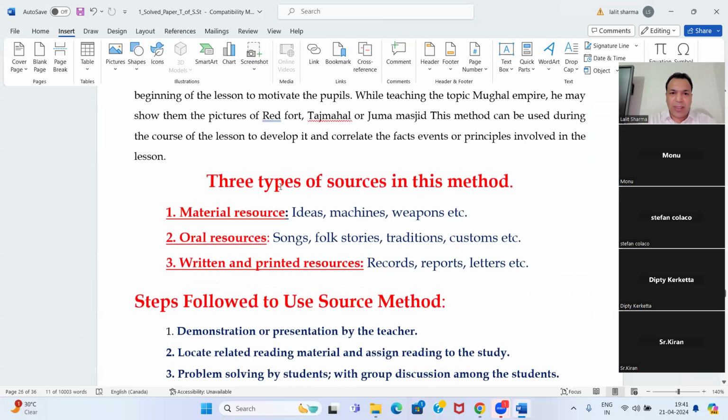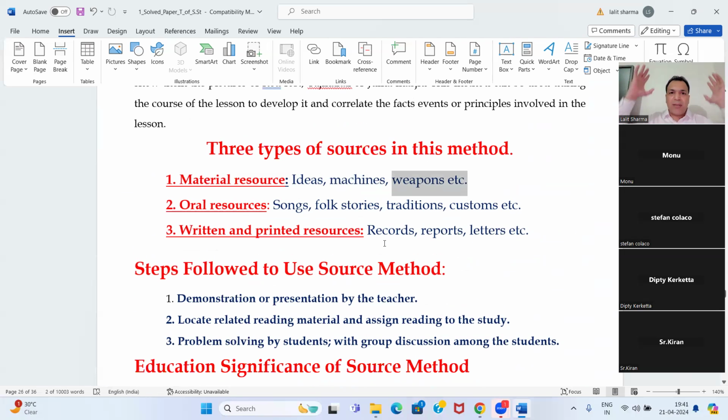अब सोर्सेस कौन कौन से होती हैं? 3 टाइप्स ऑफ सोर्सेस. मटेरियल सोर्स: आइडिया, मशीन्स, वेपन्स, है ना. सपोज कोई टॉपिक है काइंड ऑफ ऐसा हिस्ट्री का, कोई वेपन्स दिखाने हैं आपने. ओके, तो you can take all the students to a particular place where the weapons are kept in a museum and others. Okay, so they will learn, they will get the first-hand experience.